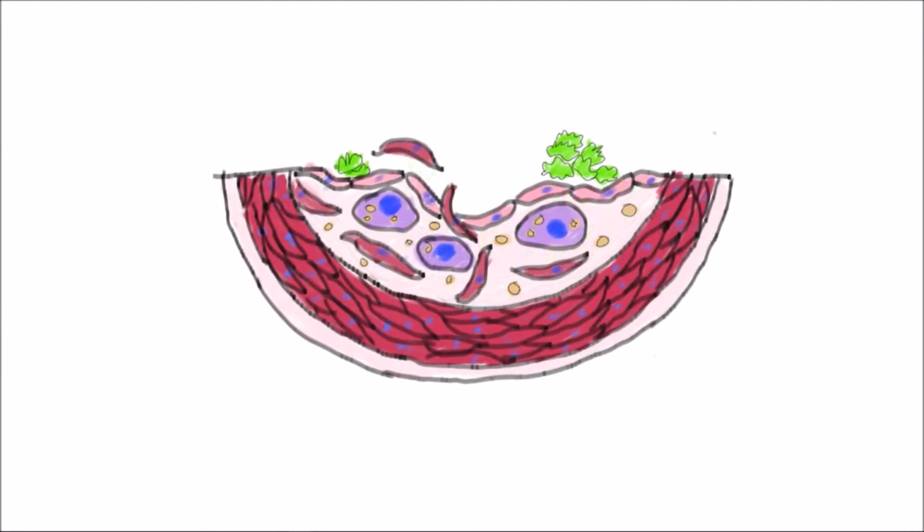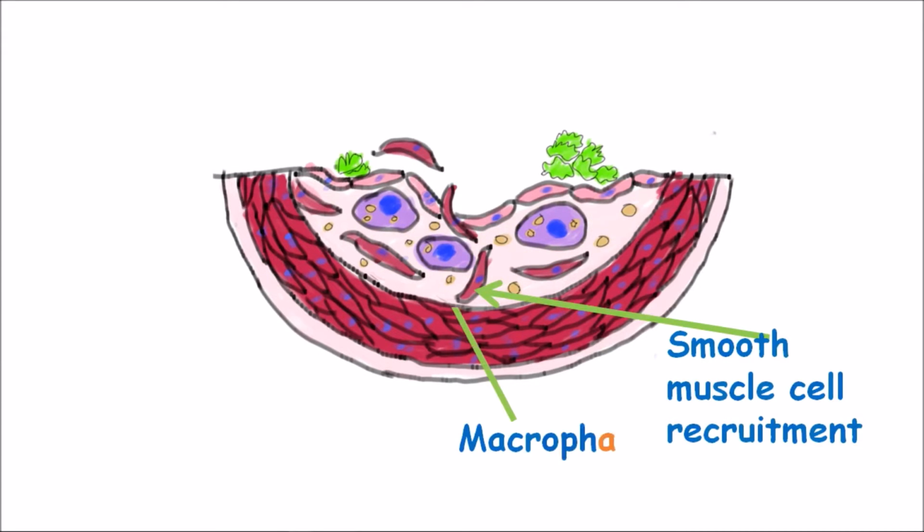So after these monocytes leak into the intima, they become macrophages, and these macrophages cause the release of certain factors which will cause smooth muscle cell migration from the tunica media, that is the layer which is present beneath the intima. Now tunica media consists of smooth muscle cells. Those smooth muscle cells will migrate into the intima under the influence of certain growth factors released by the macrophages.